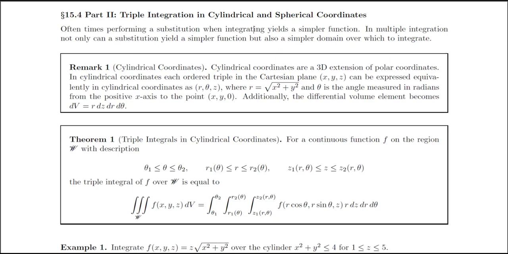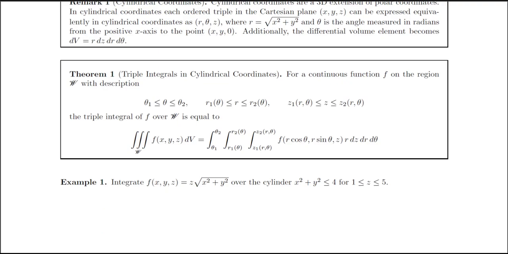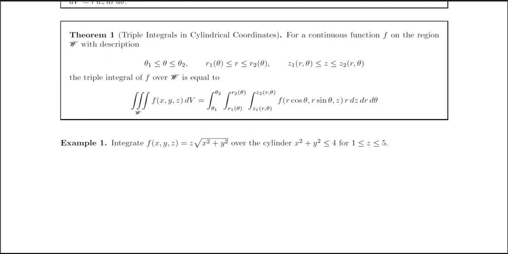Right. So now that we have a quick overview of what cylindrical is and how it relates to polar, it makes a little bit more sense to talk about Theorem 1: triple integrals in cylindrical coordinates. Really, the first bit of this is saying what theta is between: theta 1 and theta 2, and r is between some r1 and r2 of theta.